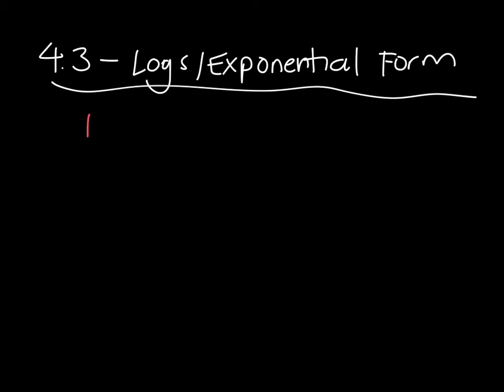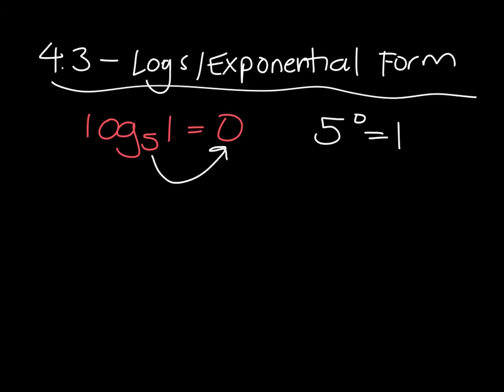So if I have log base 5 of 1 equals 0, and I ask you to get this into exponential form. Good. All you got to do is take the little guy, come across the equal sign, pick up the one that's by itself, and ditch the 1. Remember, they never stay together.